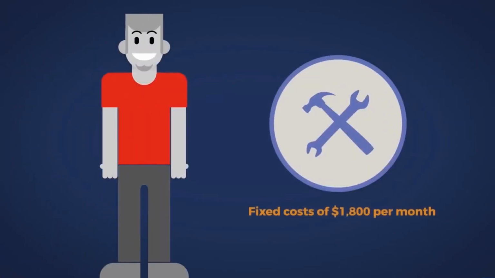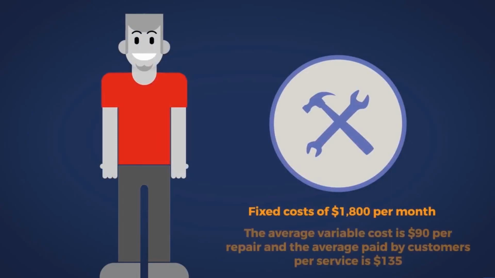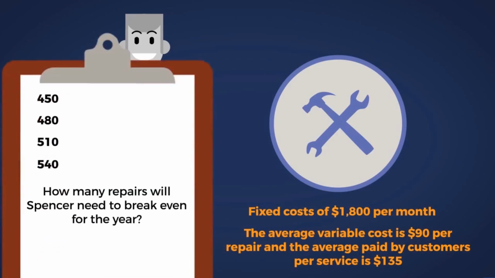Here's another. Spencer's plumbing business has fixed costs of $1,800 per month. His only variable costs are for labor and supplies. The average variable cost is $90 per repair, and the average paid by customers per service is $135. How many repairs will Spencer need to break even for the year?